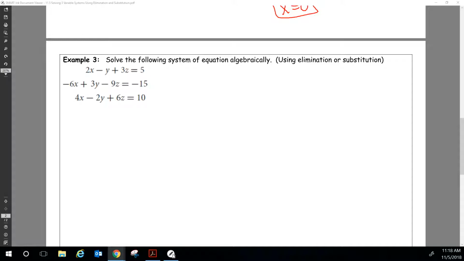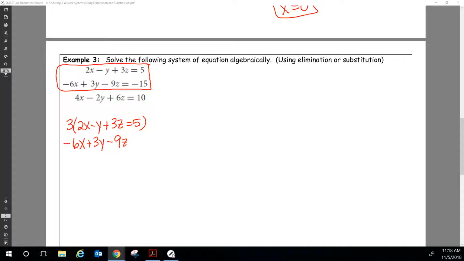So I think the easiest thing to do, because this has got a coefficient of 1 up here, I'm going to solve this system for y. What would I have to multiply this equation by to cancel out that positive 3y? Hopefully you said positive 3. So 3 times 2x minus y plus 3z is equal to 5. And then we're going to leave the second equation alone.